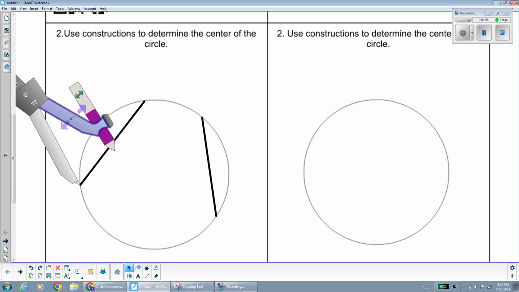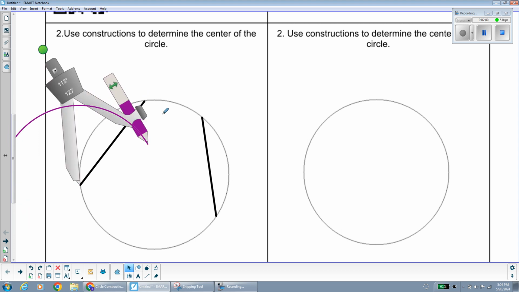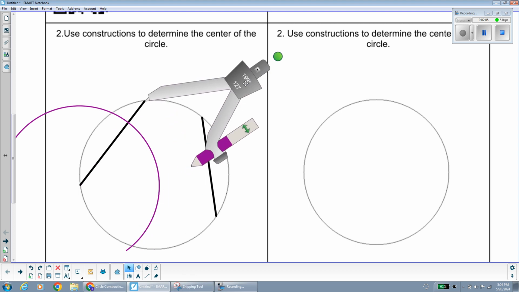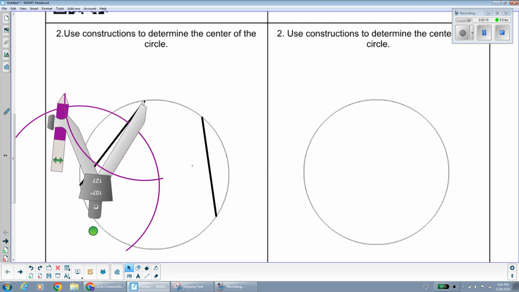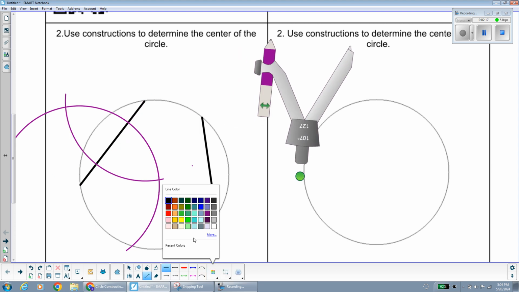I'm going to open up to more than halfway down. The exact distance doesn't matter. Arc above, arc below, and then I'm going to go over to the other endpoint of that chord and do the same arc with the same distance. From here, all I'm going to do is draw a line with my straight edge through the intersection. And that's my perpendicular bisector. That yellow line is my perpendicular bisector of this chord.